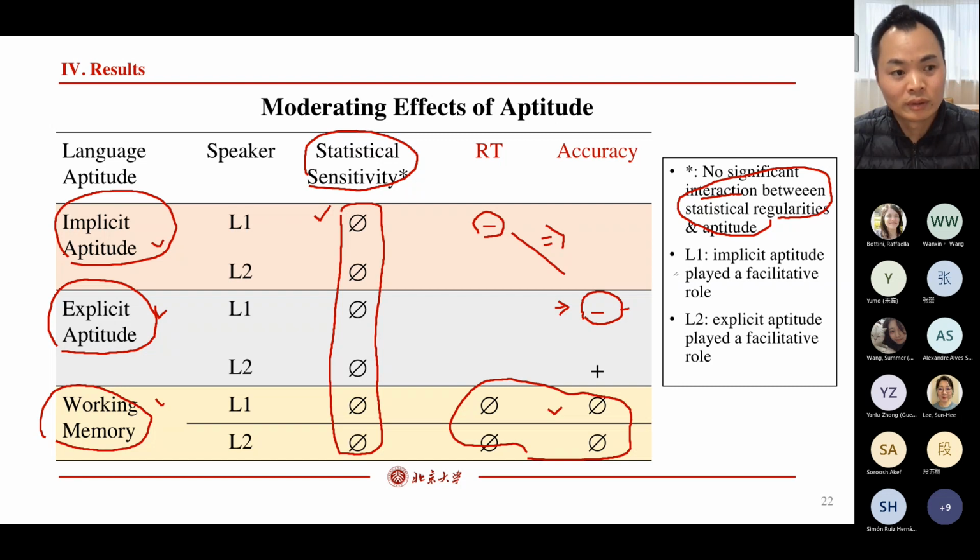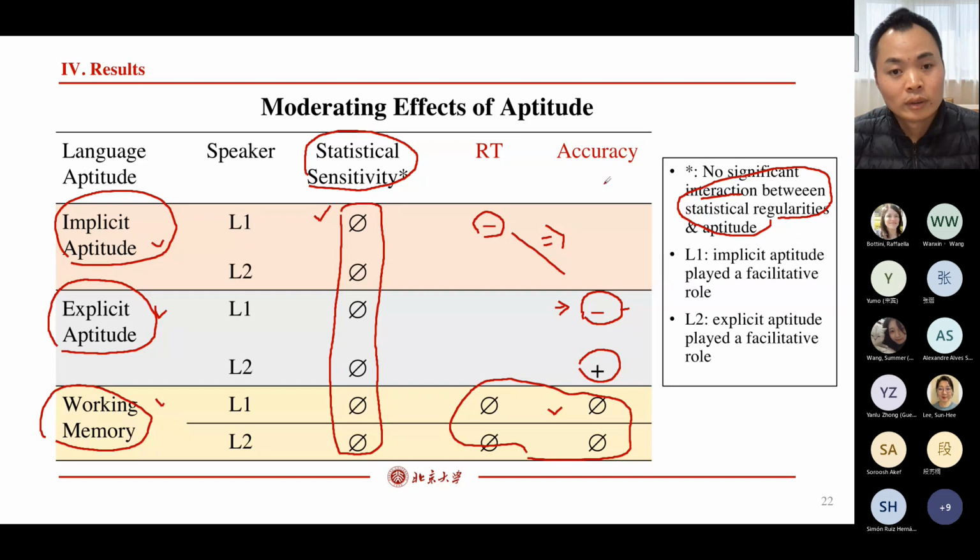As we see, L1 acquisition mostly takes place without much awareness. So finding the facilitative role of implicit aptitude in the processing of English collocations should not be surprising. But if we come to L2 speakers, we find a different pattern.